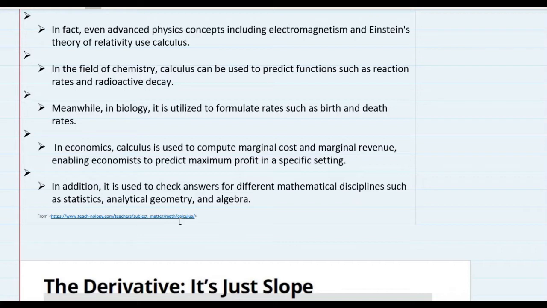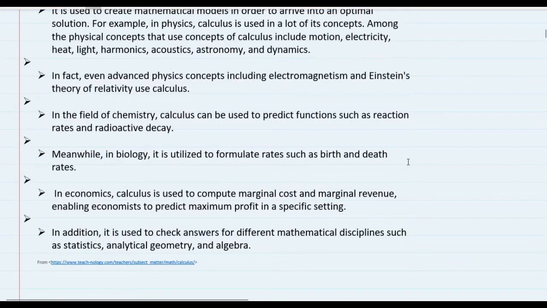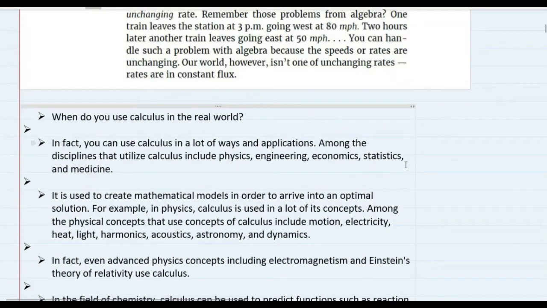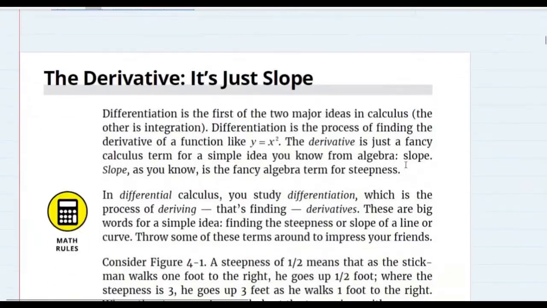In economics, calculus is used to compute marginal cost and marginal revenue. We are not students of economics and don't know what these terms mean, but we definitely know calculus finds its use in economics as well, enabling economists to predict maximum profit in a specific setting. In addition, it is used to check answers for different mathematical disciplines such as statistics, analytical geometry, and algebra. So these are the uses of calculus. Also, most of these uses are related to differential calculus. That's our today's topic.